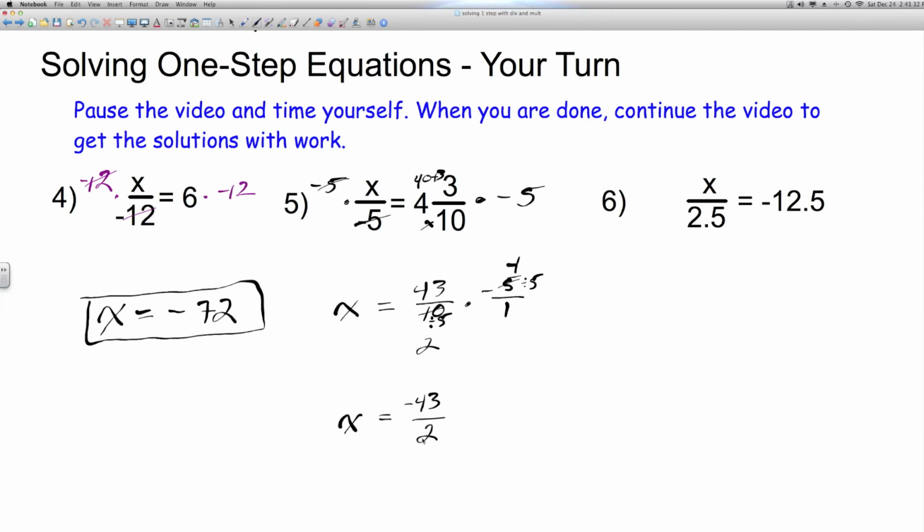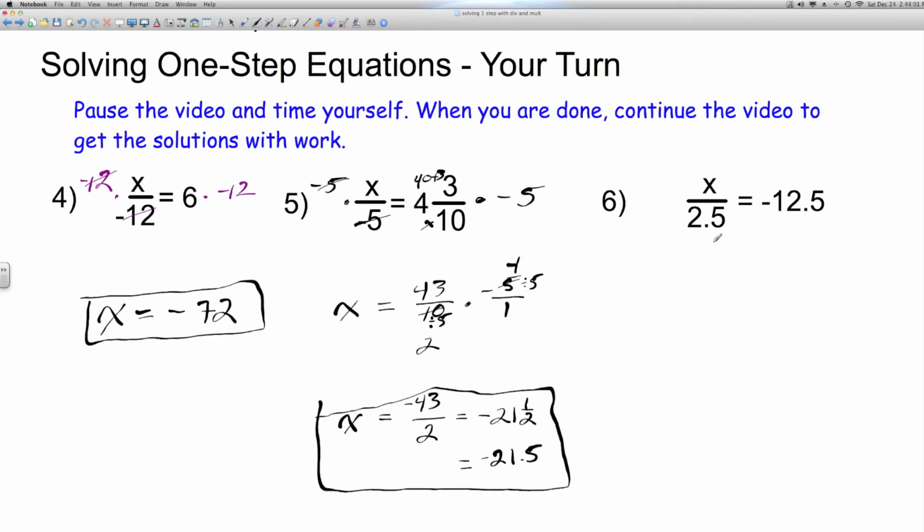We could leave our answer as an improper fraction, or you could change it to a decimal. It'll be negative because it's a negative divided by a positive. 2 goes into 4 twice with no remainder. 2 goes into 3 one time with 1 remainder, so that would give us negative 21 and 1/2. Or, if you wanted to express that as a decimal, negative 21.5. So any one of these three, if you came up with it, would be an acceptable answer.